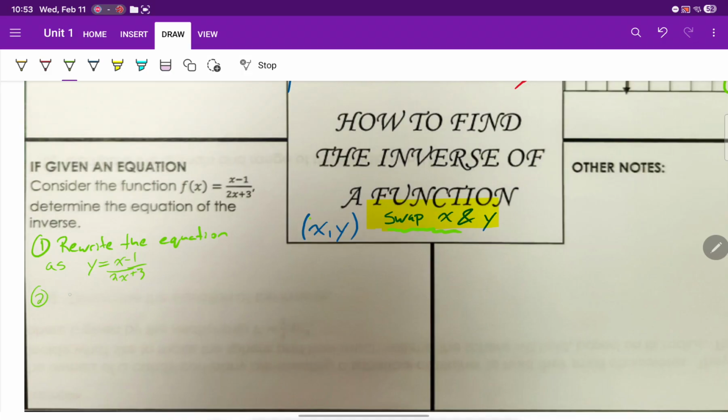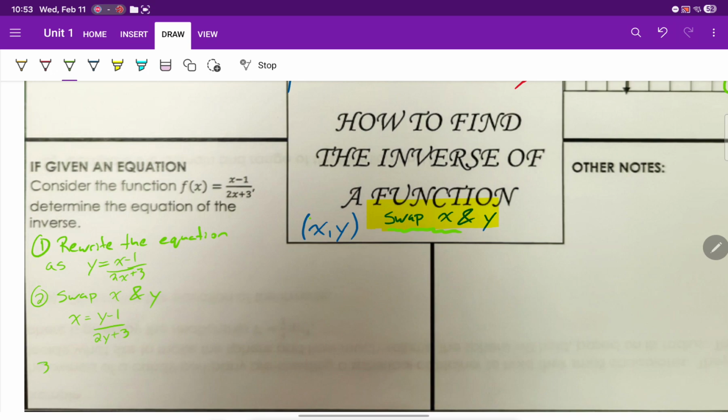Step number 2 is we are going to swap. So just as we've been doing, we're going to swap x and y. When I do that, my equation becomes x equals y minus 1 over 2y plus 3.